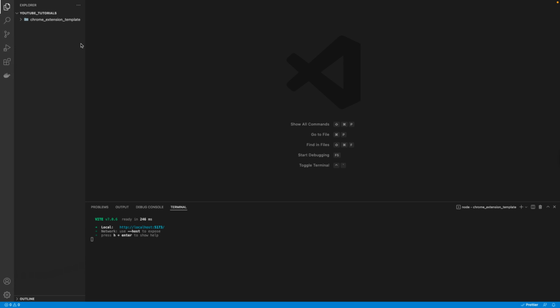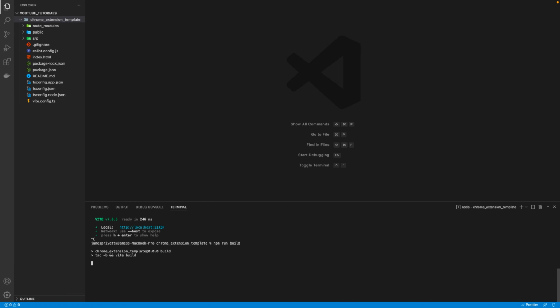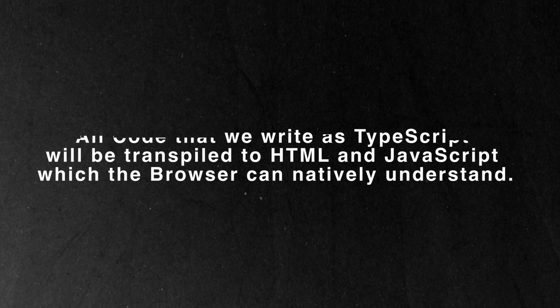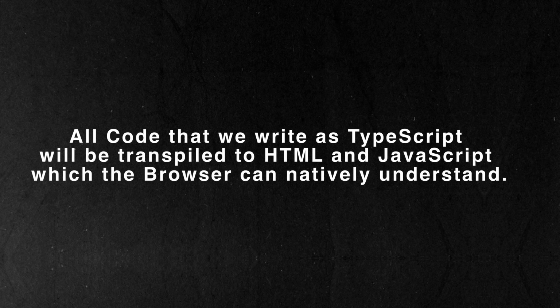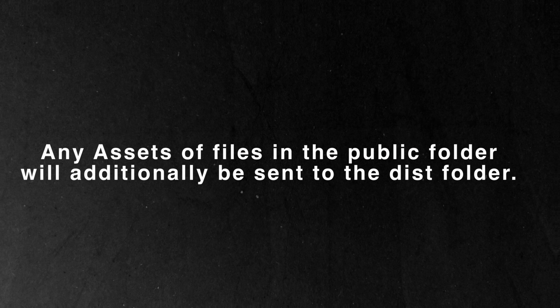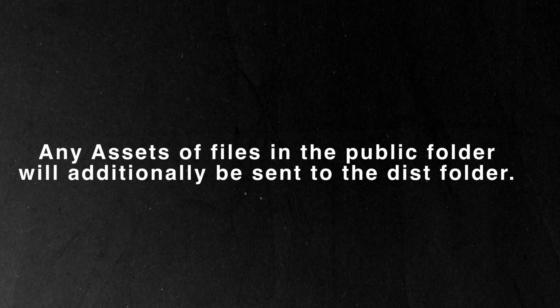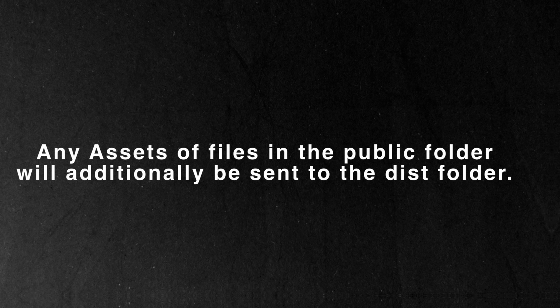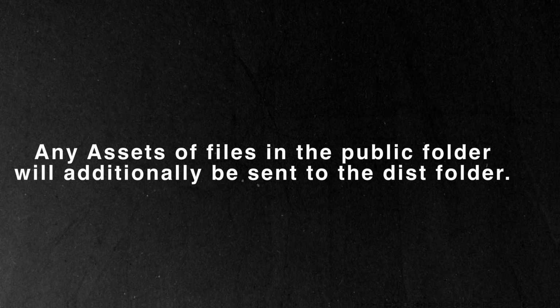Another script that comes with Vite, which will be fundamental to this project and what we will be using going forwards, is the build script. Simply run npm run build. Notice that a new folder named dist has been created in the project hierarchy. This folder contains the built code that is now readable by browsers. This means that all React and TypeScript code that we write will be transpiled to HTML and JavaScript. It also means that any assets or files, including styling, in the public folder will additionally be sent to the dist folder. This last part is important to us right now, as the public folder is where we need our manifest.json file to live. More on that in the next section.